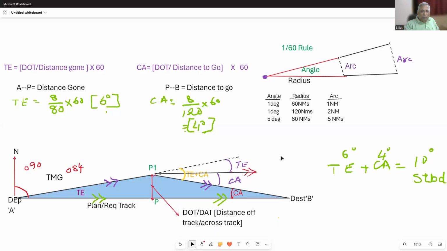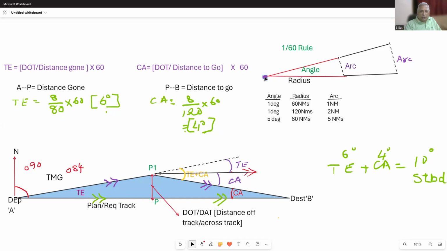Right. Today, we are going to cover an aspect of navigation called the 1 in 60 rule. The 1 in 60 rule is used in many numericals once we start with the radio aids numericals. Let's learn it now in advance. What is the 1 in 60 rule?